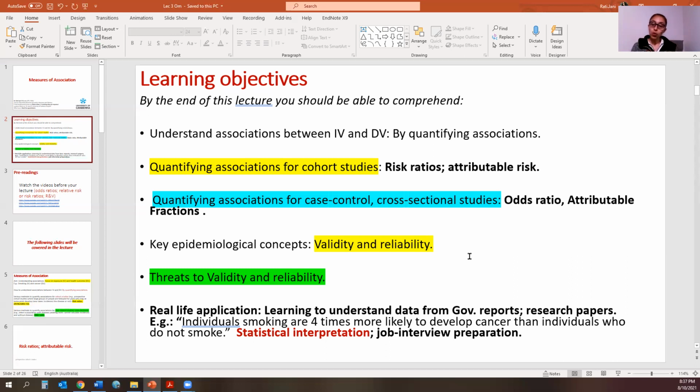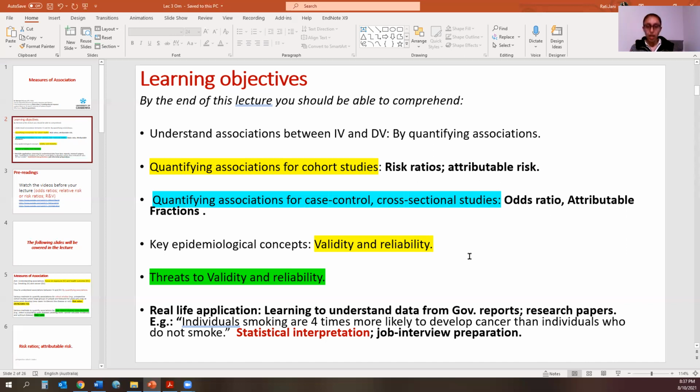Then we'll be touching base on the concepts of validity and reliability. And then we'll be looking at threats to validity and reliability. Very, very important concepts, guys, especially when you're doing your own research. That is why I'll try to take examples from my research here and there so that you can understand what validity and reliability mean in real life research.